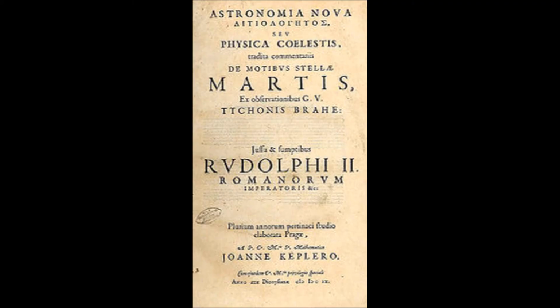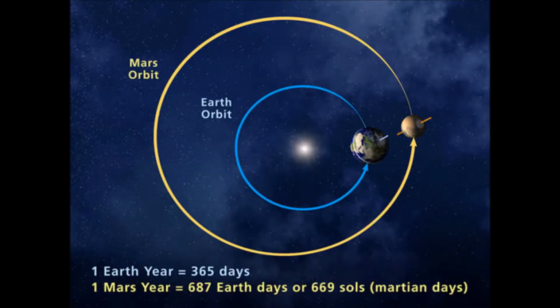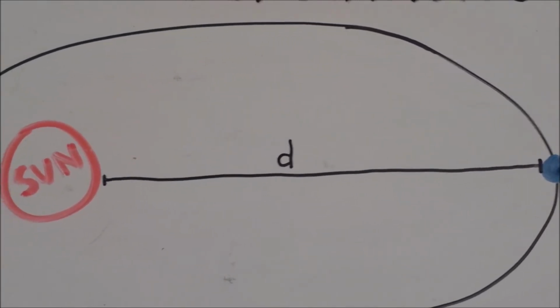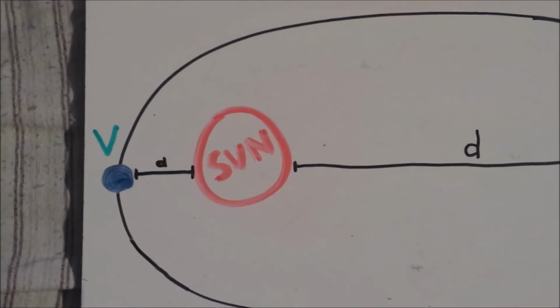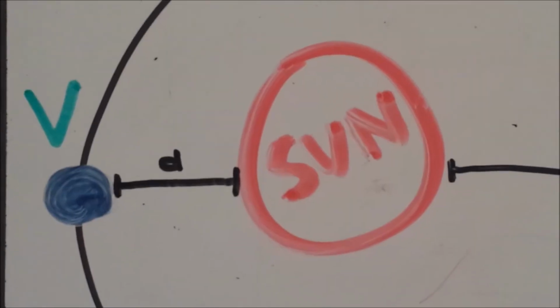In his research book called Astronomia Nova, or A New Astronomy, he analyzed Mars's orbit. Through intense calculations, recalculations, and observations, Kepler realized that Mars's, or any other planet's, speed is affected by its distance from the Sun. The farther or closer it is from the Sun, the slower or faster its motion.